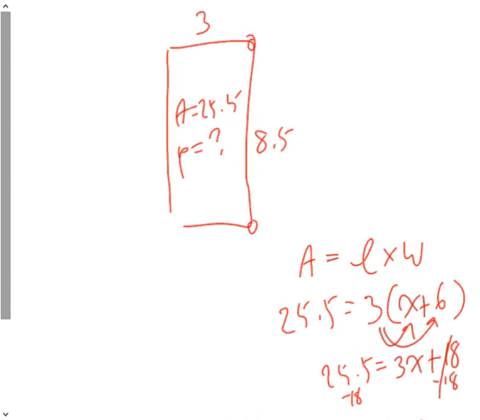And now the perimeter is fairly simple. It's 3 plus 8.5 plus 3 plus 8.5. That's going to be 11.5 doubled, which is 23 meters or whatever it happens to be. Okay, is that right? No, 11 and a half. Yeah, 23, right? Yeah, the perimeter will be 23.